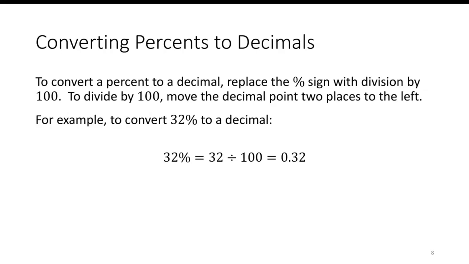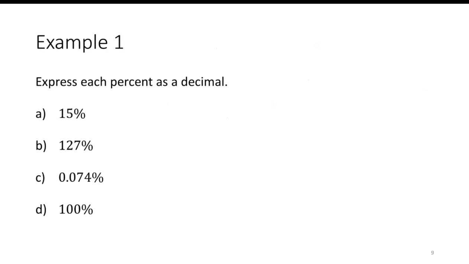For example, to convert 32% to a decimal, 32% is 32 divided by 100, so 0.32. And again, what happens here is that the decimal point is just basically going to move two places to the left. So 15% means I'm going to move the decimal two places to the left. I will end up with 0.15.